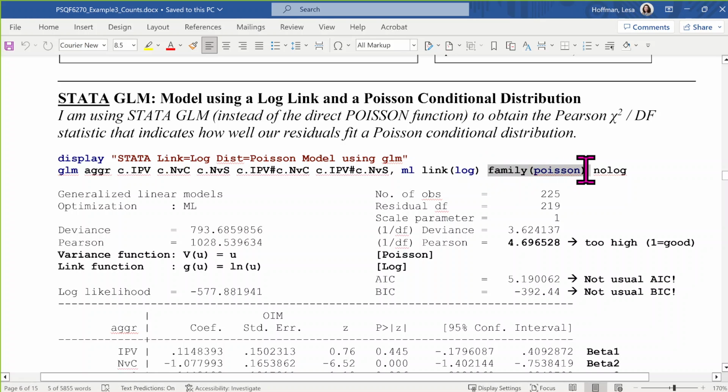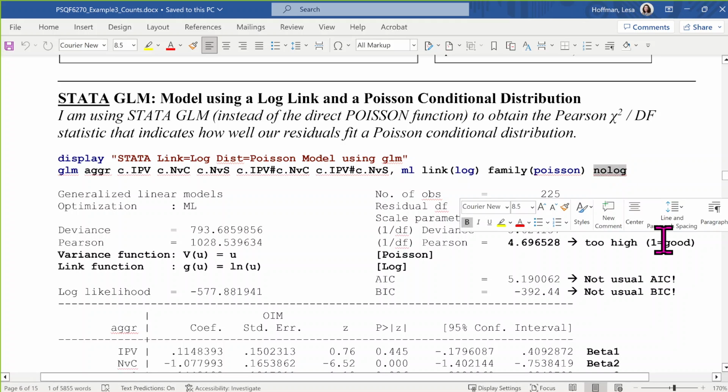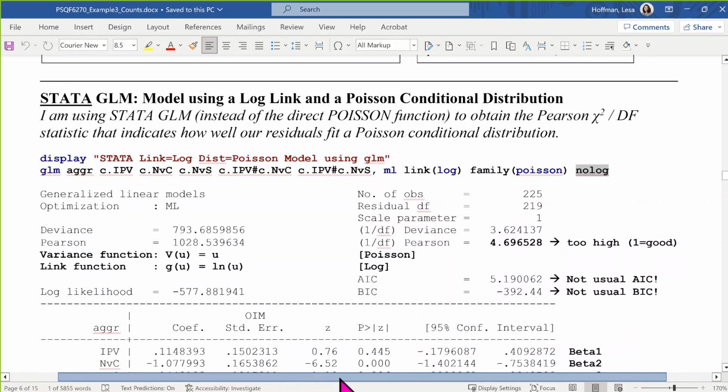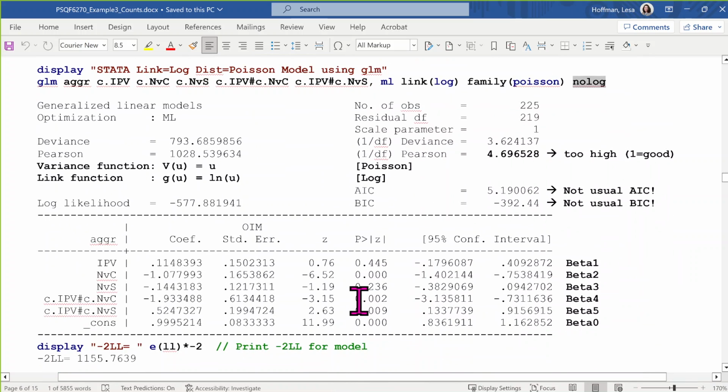Family is Poisson. That's going to be your conditional distribution. So Poisson is the built-in option for that. And no log just shuts off some of the output that we don't need, to keep it from becoming too voluminous. So there's a new piece of output that we have not seen yet this semester that I'm going to draw your attention to right here. This thing.